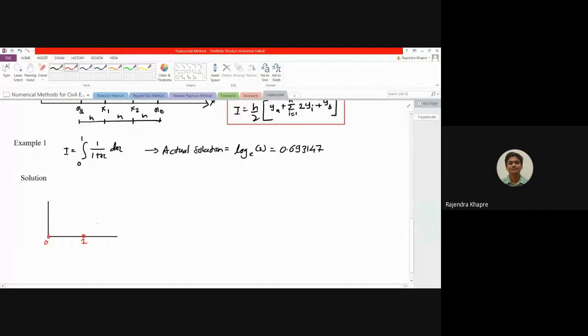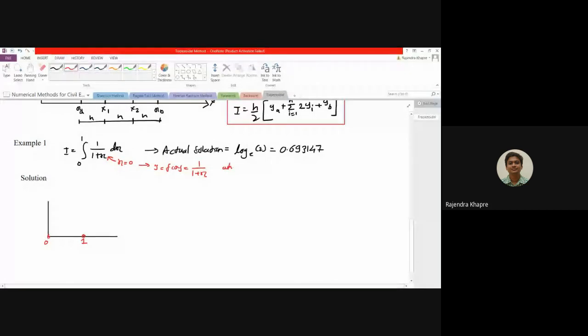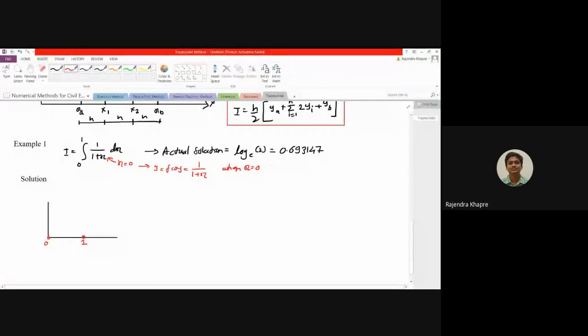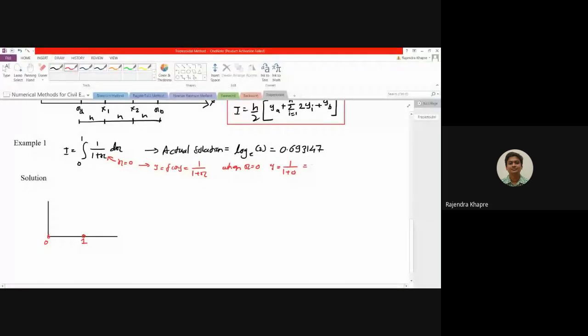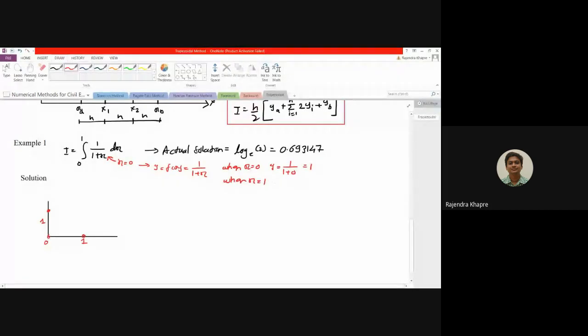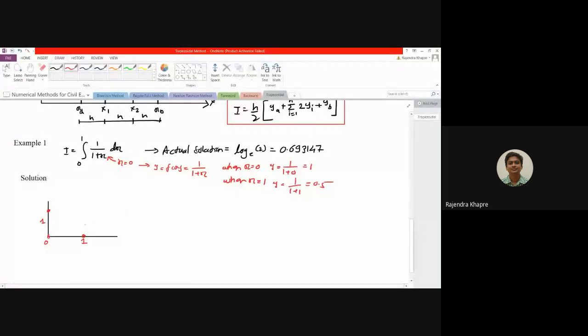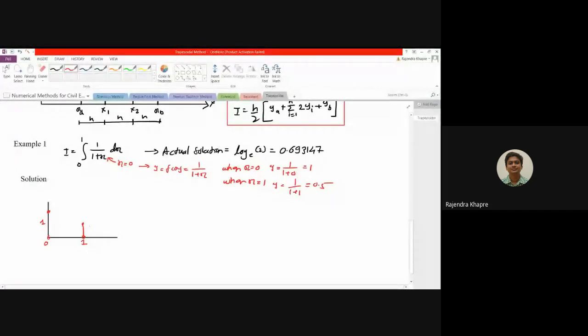Now in this expression, if you substitute x as 0, the corresponding y is nothing but the function of x. And what is your function of x? This is 1 upon 1 plus x. So when x is 0, y will become 1 upon 1 plus 0, which is nothing but 1. Now when x is equal to 1, the y value will be 1 upon 1 plus 1, so this will become 0.5. So here we have this value as 0.5.